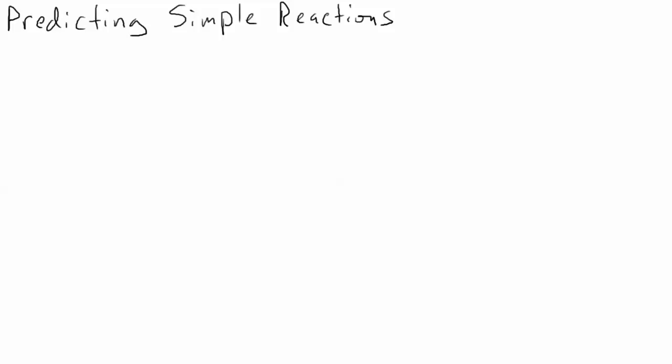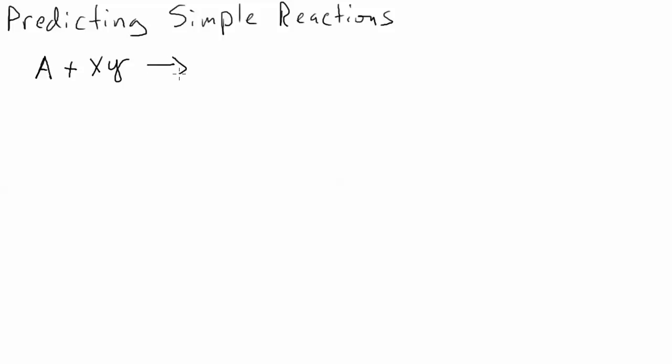Hi, in this online lecture we're going to be looking at how you can look at an incomplete simple reaction and predict what is going to happen. So one of the simplest types of chemical reactions is called a single replacement reaction. And it usually follows the same pattern in that there is a lone element, we'll call it A, and it's reacting with a compound, we'll call it XY.